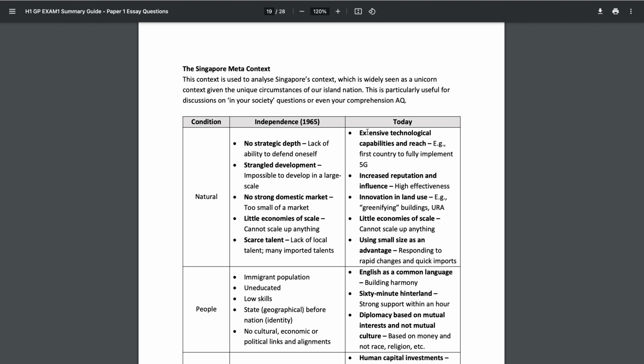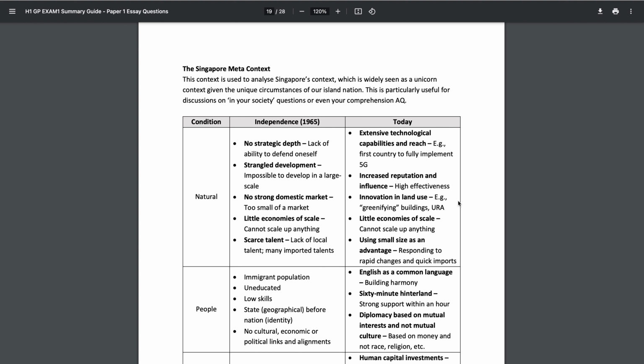What is today's context? Is it the same? No, it's not the same. Most of it has changed. Today, we have technological capabilities and reach. We are the first country to fully implement 5G, right? We have great reputation, great influence in the modern world. We have innovation in using our limited land. We have greenified buildings. We have URA master plans. We have used our small size as an advantage. We can actually respond to major changes in the world very quickly because it is easier to control a small country. That's why we succeeded in COVID at the start, at least.